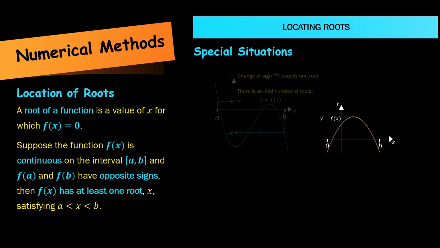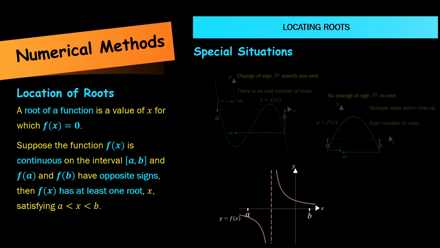Now let's take a look at another scenario. Here's a function y = f(x) in the interval [a, b]. Notice that a and b both map to negative values. But also note that there are multiple roots within the interval. In fact, in this example, there are exactly 2. Often, but not always, whenever a and b map to the same sign, there are an even number of roots within this interval. So, no change of sign does not imply no root.